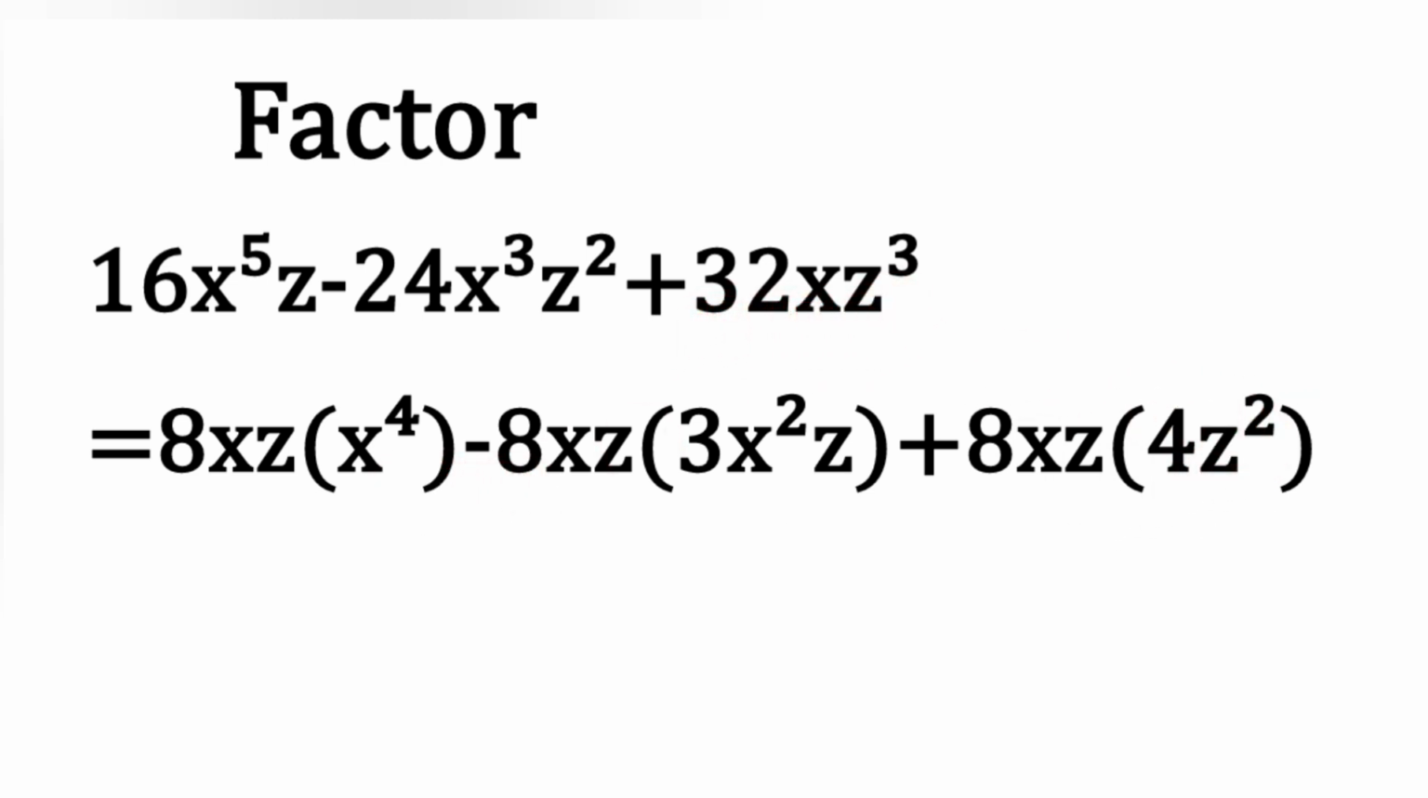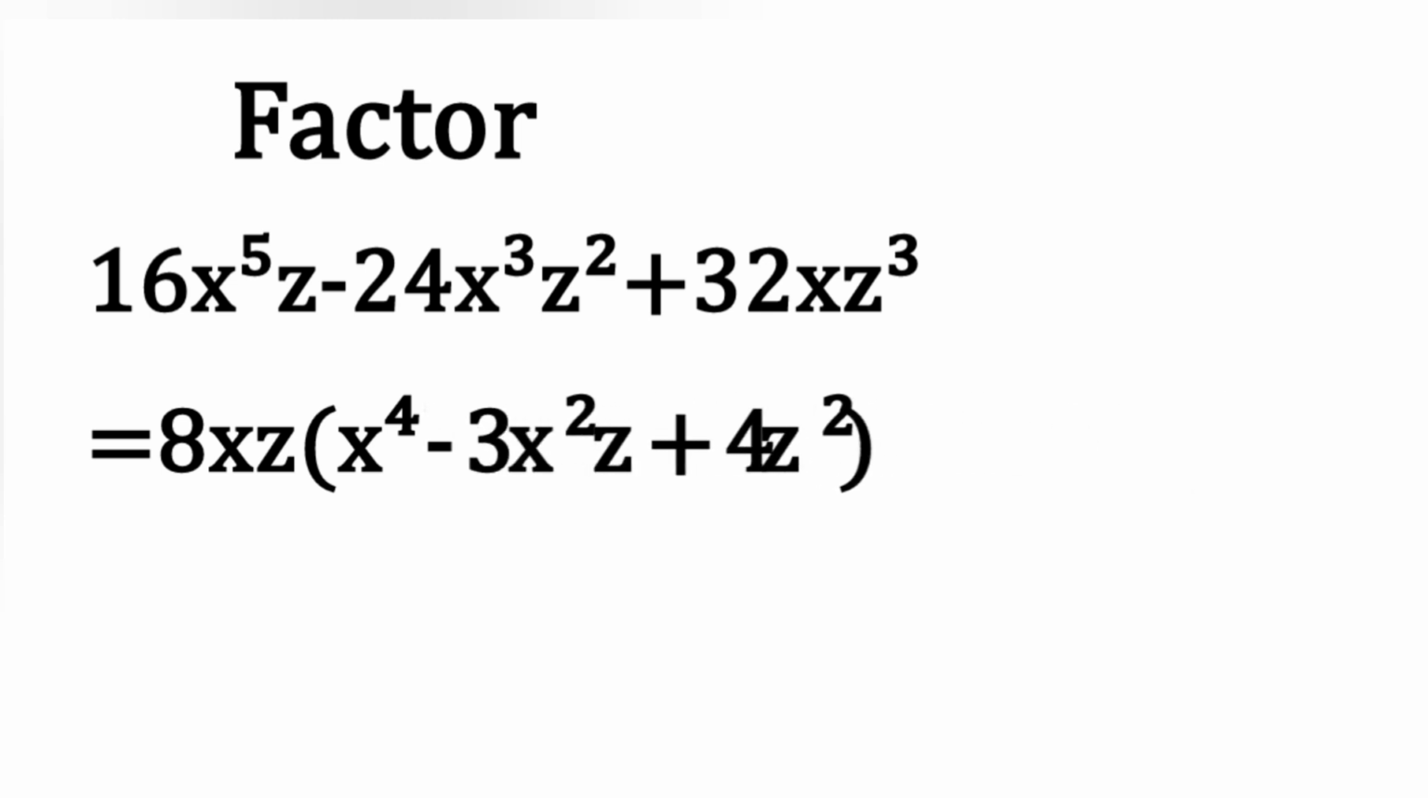We have a common factor of 8xy, and take out 8xy. So we have 8xy times x to the fourth minus 3x squared y plus 4y squared.